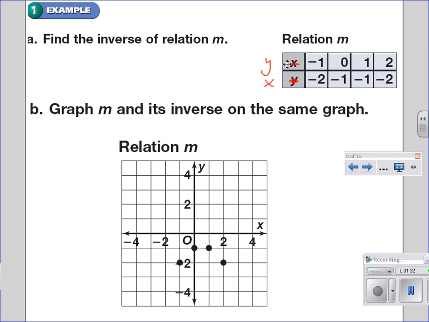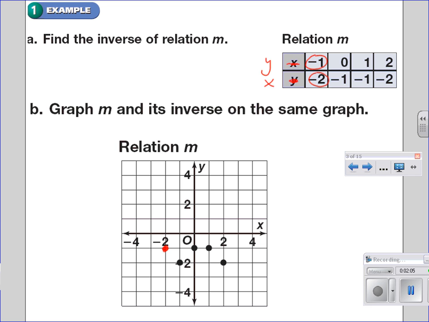So what we have down at the bottom is the graph of m, okay, the original, the ordered pairs, 0, -1, so forth and so on. Now we're just going to graph the inverse, okay? So first ordered pair is -1, -2, so those are going to be reversed. So my x is -2, so left 2, and down 1, that red dot there is your first one.